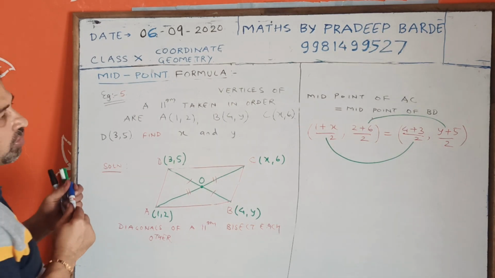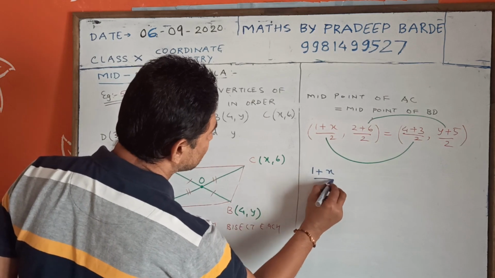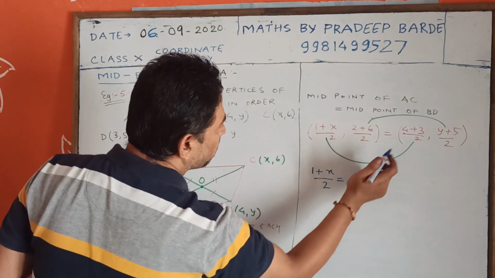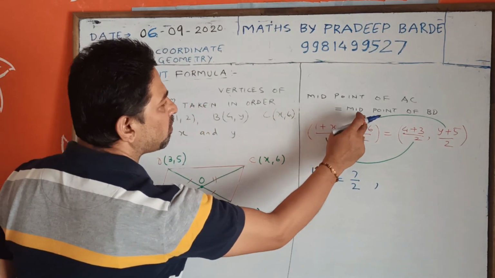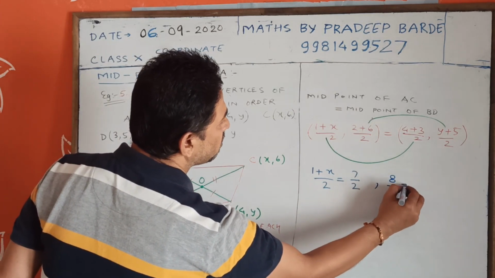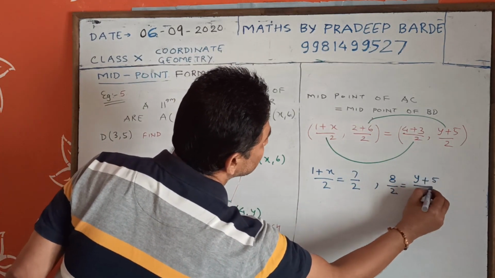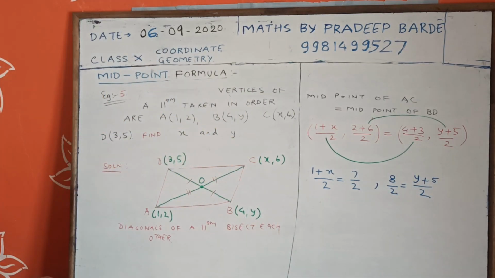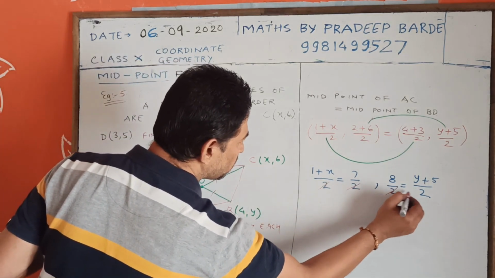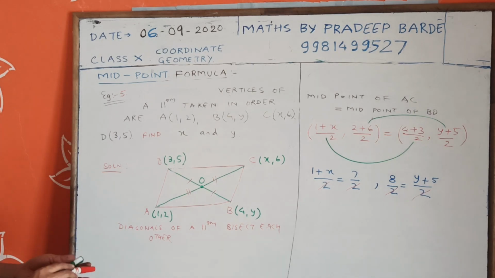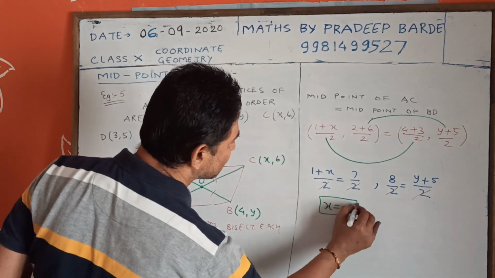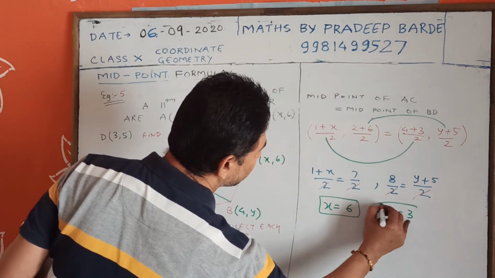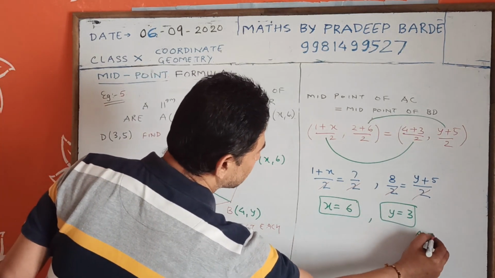So here we get (1 + x)/2 = (4 + 3)/2 = 7/2, and (2 + 6)/2 = 8/2 = (y + 5)/2. x को x से इक्वेट किया, y को y से इक्वेट कर दिया। यहाँ डिनोमिनेटर में 2 है तो 2 2 ये सबका कैंसिल हो गया। अब आप जब यहाँ पे सॉल्व करते हैं, you will get x is equal to 7 minus 1, that is 6, y is equal to 8 minus 5, that is 3. So this is your answer, students.